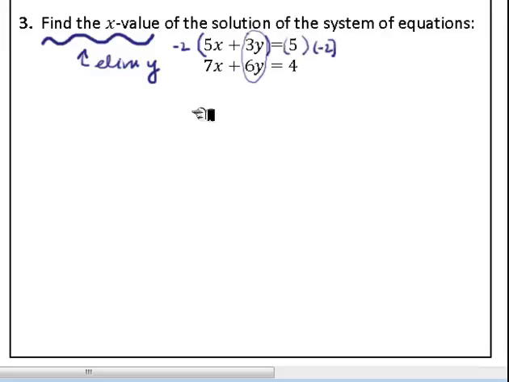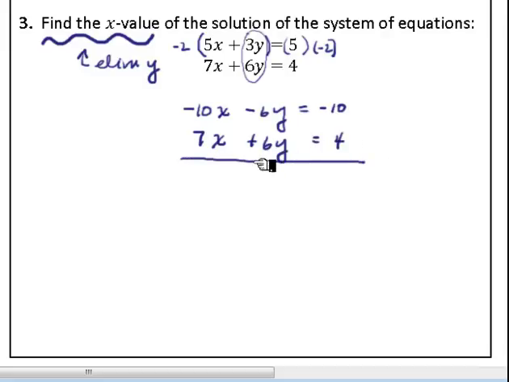Okay, let's rewrite now. So we have minus 10x minus 6y is equal to negative 10. And the second equation, 7x plus 6y is equal to 4. And now let's just add these together. So here we have minus 3x. The y column cancels, is equal to minus 6.